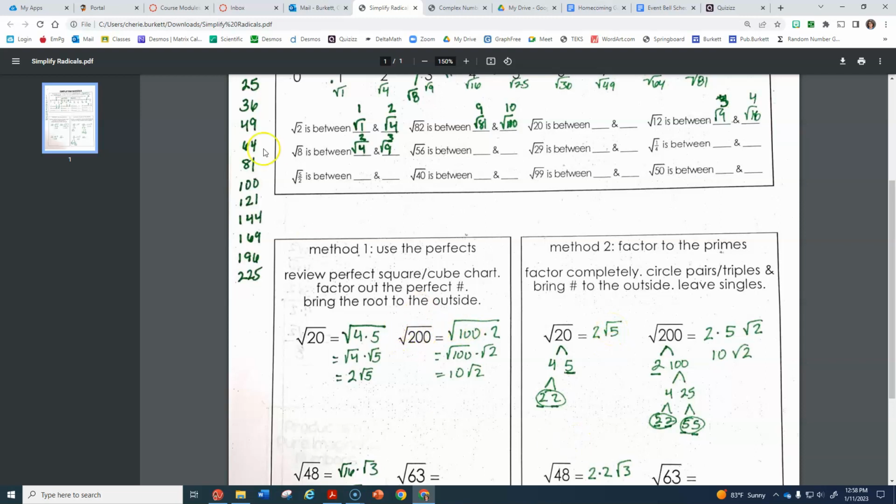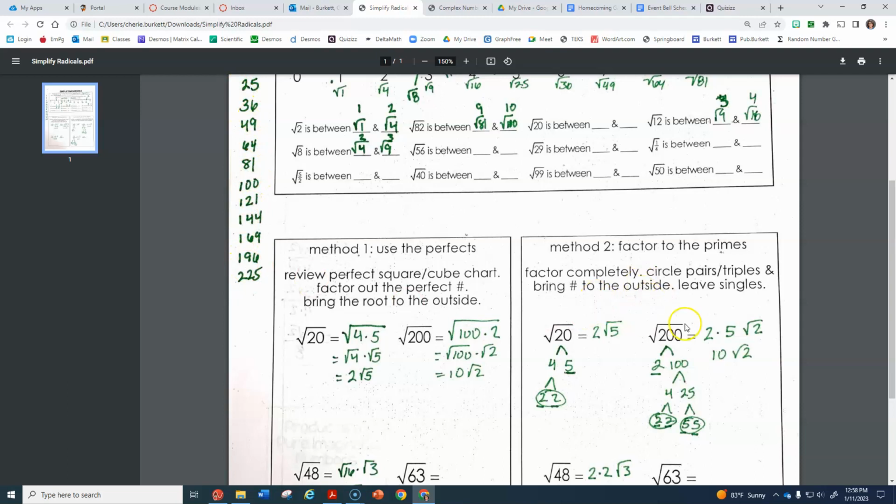Go back to this one over here, and find one of these numbers on this list of perfect squares. That's factors of 200. You want to be sure you pick the biggest one. That's 100 times 2. Separate it. The square root of 100 is 10, and then the square root of 2 doesn't simplify anymore. Okay, so that's using a perfect square as a factor.